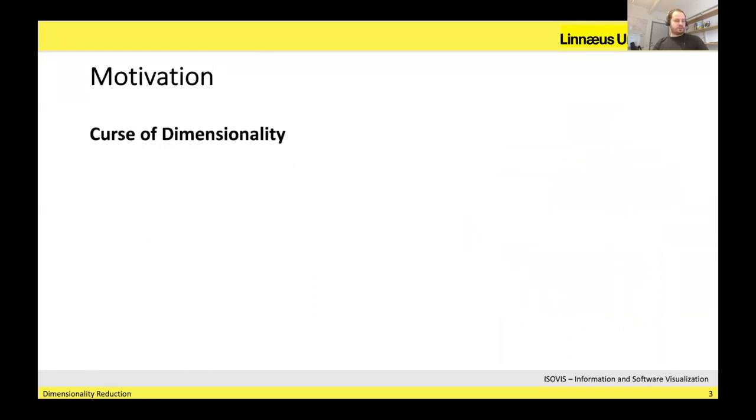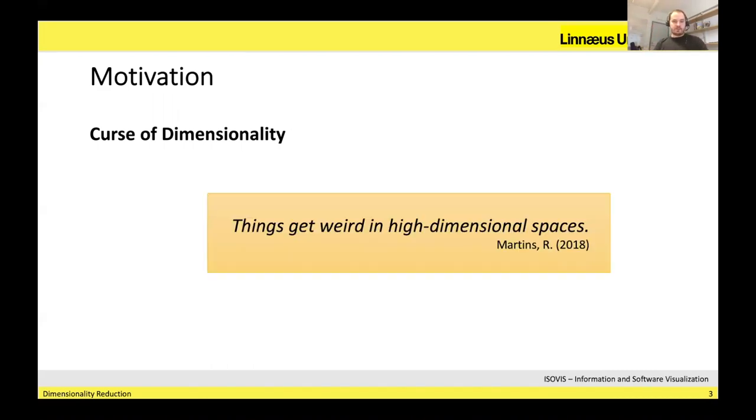So what's the point of dimensionality reduction? What is it, and why does it exist, and why is it interesting? One of the main reasons that we use dimensionality reduction is what people usually regard as the curse of dimensionality, right? The curse of dimensionality has many, many definitions. This is mine. I came up with it 2 years ago. So things get weird in high dimensional spaces. This is, of course, just a joke, but it's actually true.